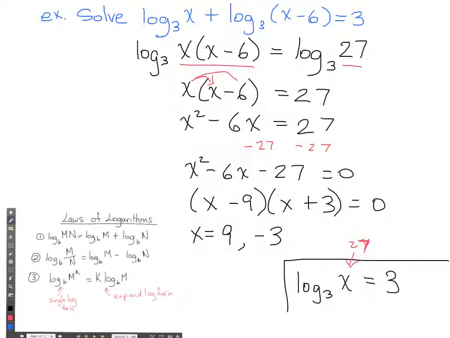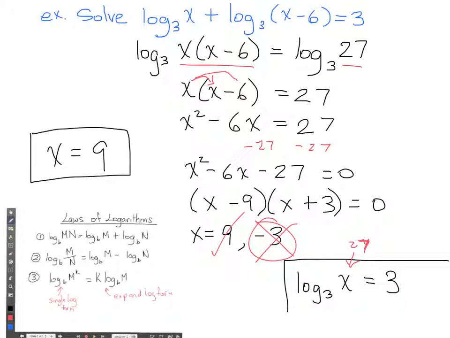Now, here's the thing. Logarithms are undefined in the negative space. So there can be no negative logarithm, which means that since we have an x here, that would make a negative 3 here, and that's no good. But a positive number is perfectly fine. So x is actually equal to 9. And we have solved our pinnacle of laws of logs questions.